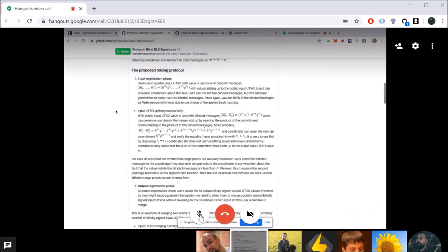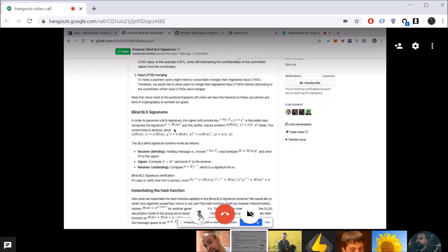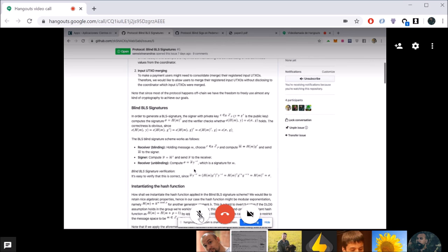This is the description of blind BLS signatures, and anytime you would like to implement it as a practitioner, or deploy it in the wild, you need to choose a hash function. One of the key takeaways here is that you should not choose blind BLS signatures with the Pedersen hash, because then you completely break the underlying security properties of the blind BLS signature scheme. Why?